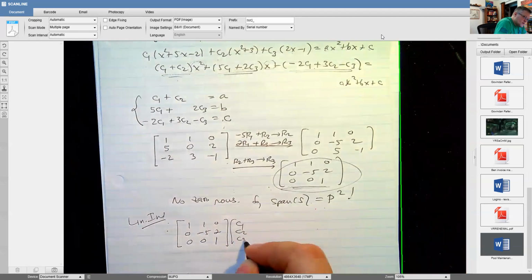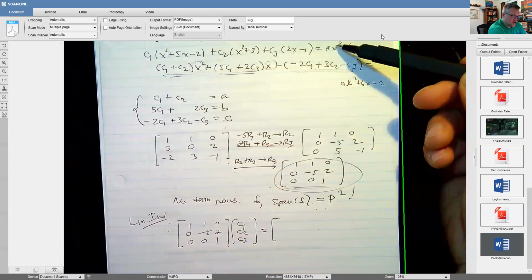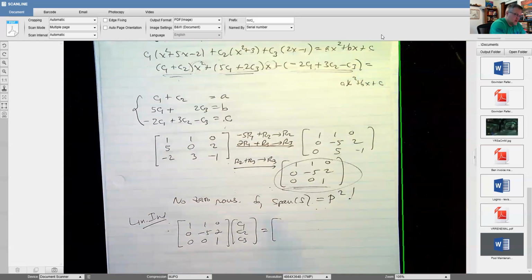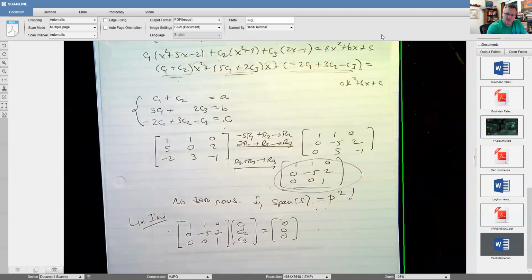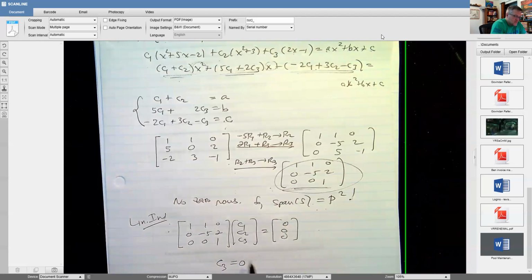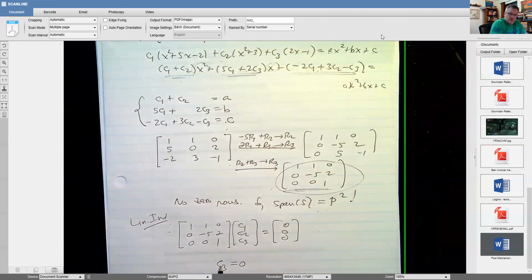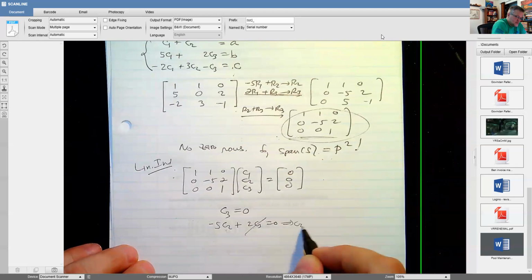C1, C2, C3. And the zero function in P2 is 0x squared plus 0x plus 0, which means that the coefficients are all zeros. All right, so we're solving a homogeneous system here. And notice this is going to work just by back substitution. C3 has to be 0. Then going back up to the next equation, minus 5c2 plus c3 has to be 0, but c3 is already 0, right? And so that's 0, hence c2 is 0.